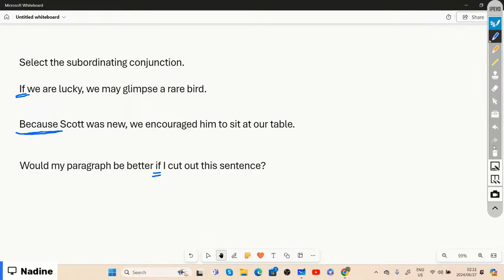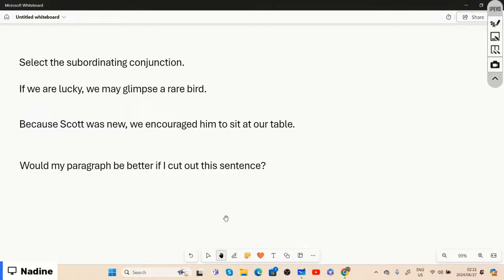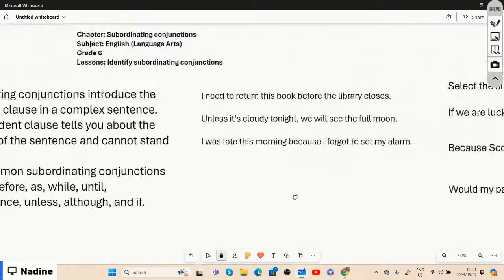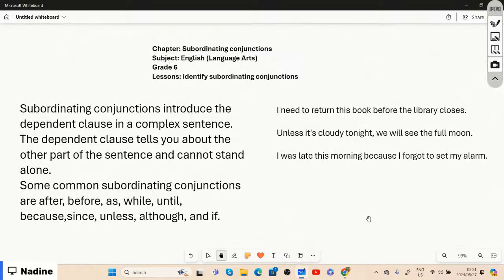All right, so now we're going on to our test, right? And before we go on to our test, we're going to just go over what a subordinating conjunction is. We said a subordinating conjunction introduces the dependent clause within a complex sentence, all right? And the dependent clause tells you about the other part of the sentence and it cannot stand on its own. Some of our common subordinating conjunctions are words like after, before, as, while, until, because, since, unless, although, and if.